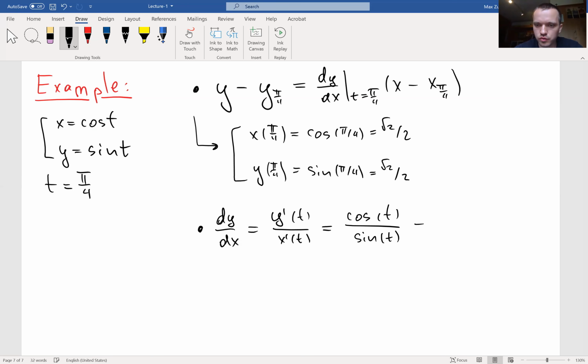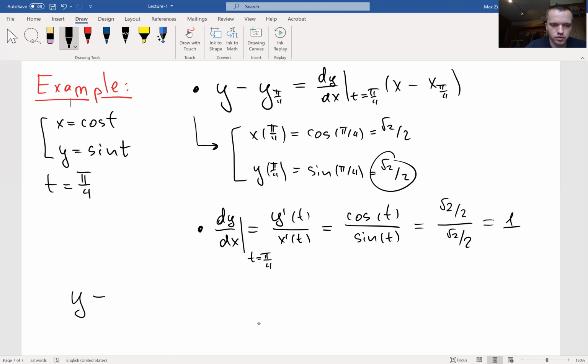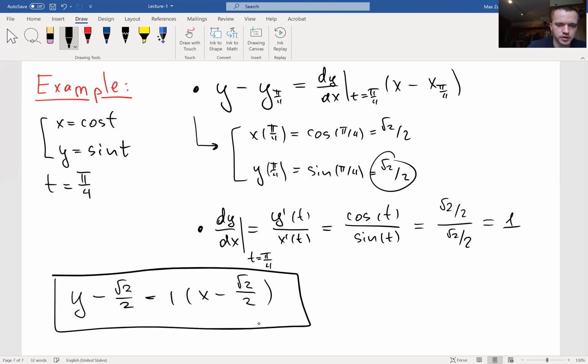I'm going to get square root of 2 over 2 divided by square root of 2 over 2. So I'm just plugging in t is equal to pi over 4. Then the square roots of 2 cancel out, so I'm going to have 1. To finish this problem, I have y minus square root of 2 over 2 is equal to 1 times x minus square root of 2 over 2. And that's going to be the equation of the tangent line.